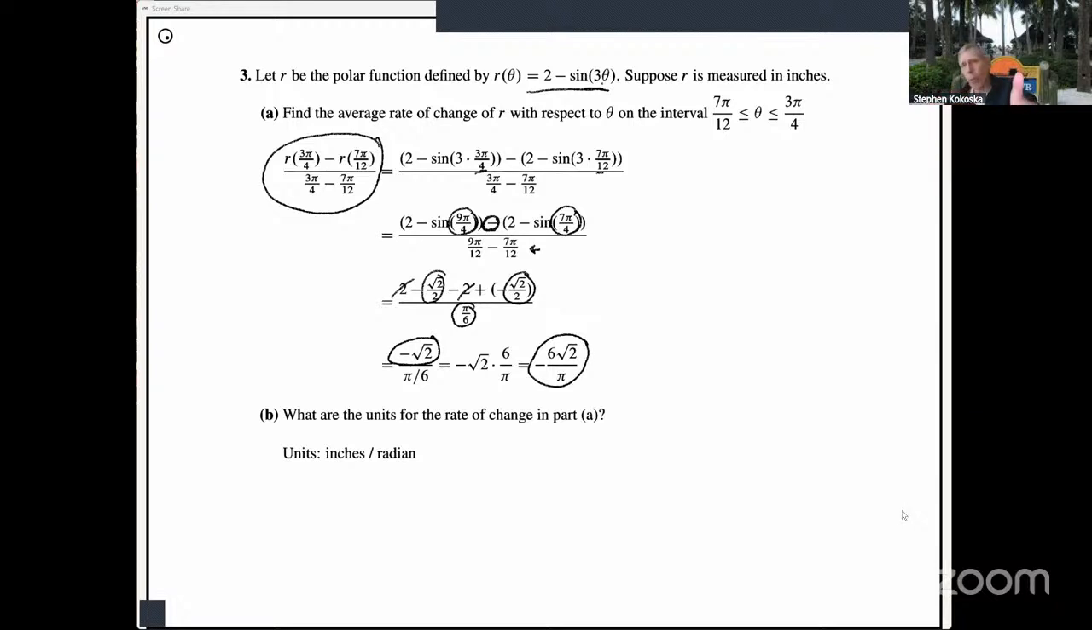And Vicky helped me with this a little. But after I wrote this, I thought, this would make a nice multiple choice question, wouldn't it? Okay. It would be a good tough one. It'd be a nice multiple choice question. Okay, so let's see, what are the units for the rate of change?